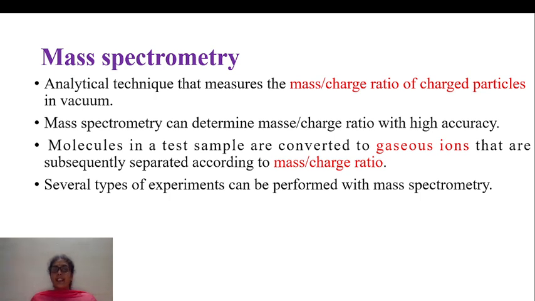Mass spectrometry can determine mass-to-charge ratios with high accuracy. Molecules in a test sample are converted to gaseous ions that are subsequently separated according to the mass-to-charge ratio. One of the main applications is to separate molecules based on their charge and mass ratio. Several types of experiments can be performed with mass spectrometry.